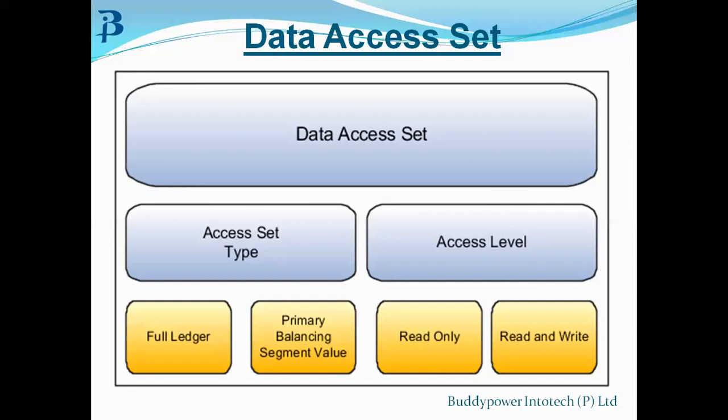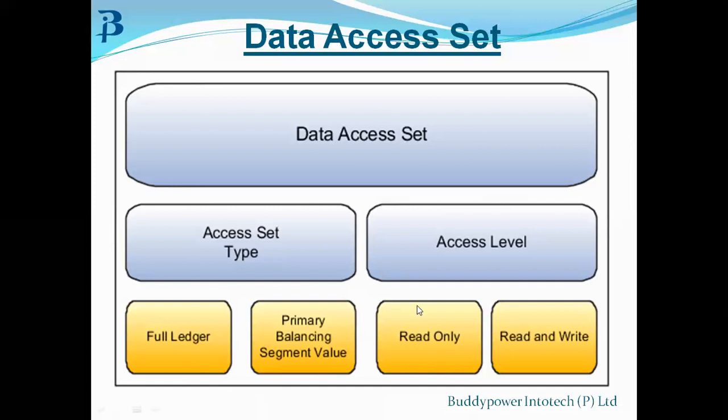For example, when we have primary balancing segment values assigned to a legal entity or a company, you can use this feature to secure access to specific legal entities. So you can define your roles, your authority, your approval for a specific legal entity, whether a particular user can access data from it or not, or even if he can access data, up to what level he can access that data. So that's basically your data access.